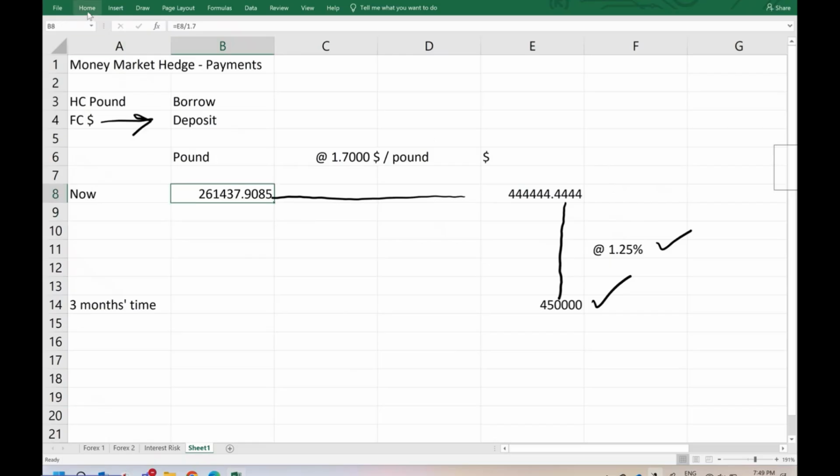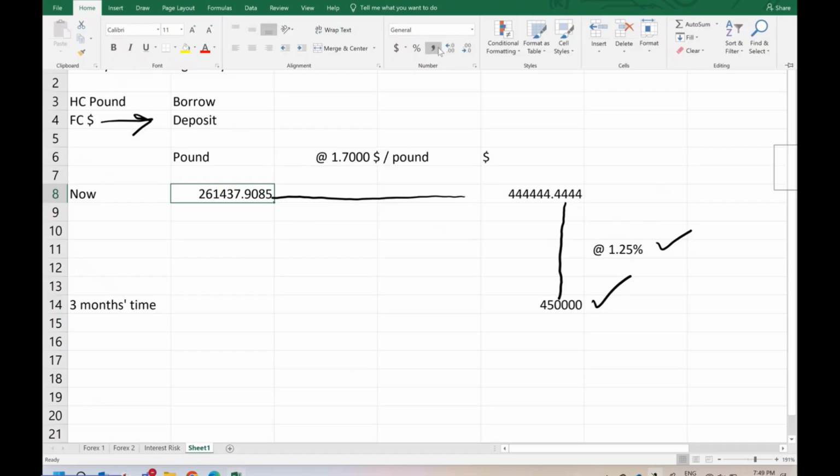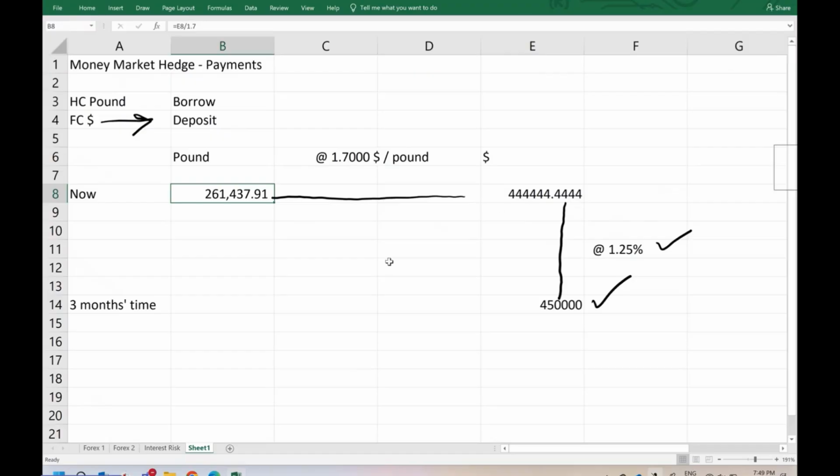That means if you make a money market hedge today, how much does it cost you? 261,437.38 pounds in total. It will cost you today. One kind of question where the examiner asks you, using the money market hedge, tell me how much we have to pay in our local currency. So this much we have to pay in our local currency.